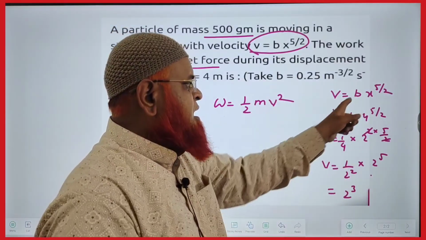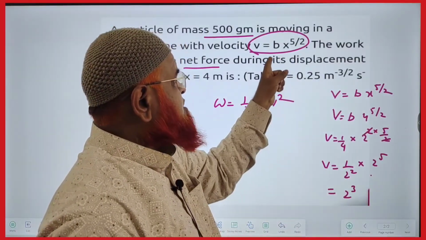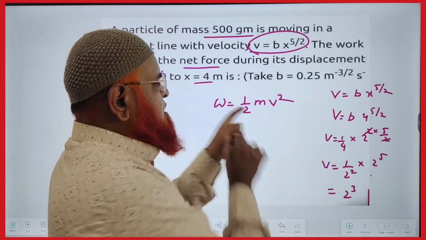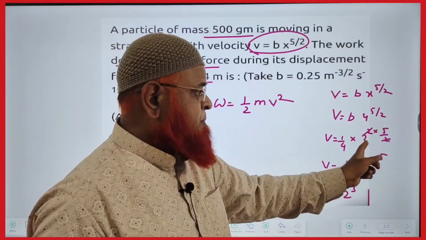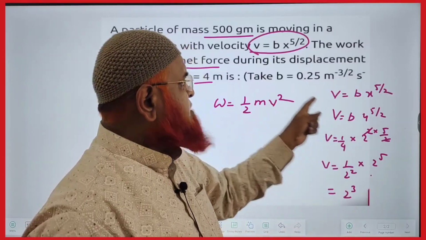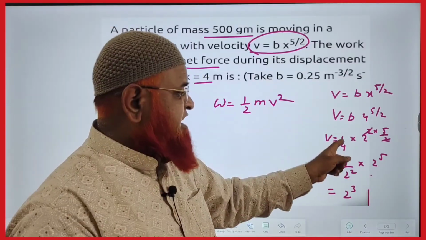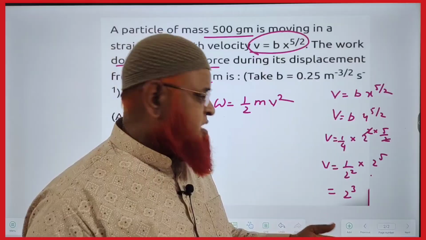I have found the V here. B x power of 5 by 2. X is equal to, he has given it as 4 here now. So I have taken 4 power of 5 by 2. 4 is nothing but 2 square, and B value is 0.25. I have taken it as 1 by 4, so that the calculation gets easier.